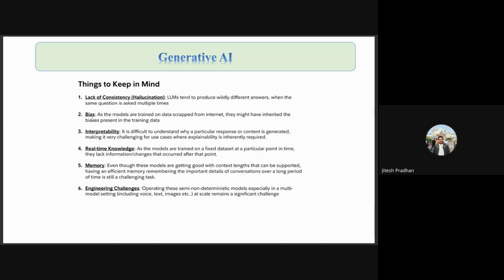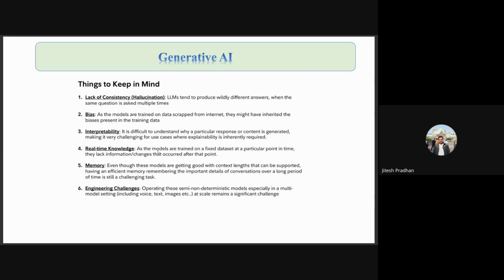There is a bias. Why bias? Because we don't know on which data set our model has been trained. The model has been trained on data scraped from the internet. Now if the data from the internet is biased, then the decision will be biased. Interpretability: there is a lot of difficulty in interpretability. You don't know which latent vector, which position you change, then the entire output will be changed. So how the response has been generated from the latent vector is not explainable.